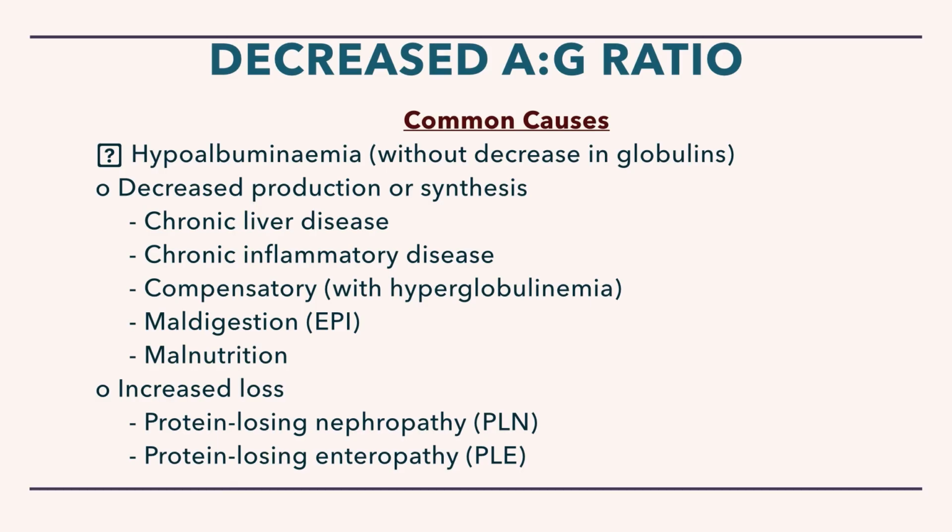Next, decreased A to G ratio. This can happen due to hypoalbuminemia. Hypoalbuminemia occurs either due to decreased production and synthesis by the liver in the case of chronic liver disease, or due to maldigestion and malnutrition. Another factor causing this low level of albumin is increased loss of albumin due to protein-losing nephropathy and protein-losing enteropathy.